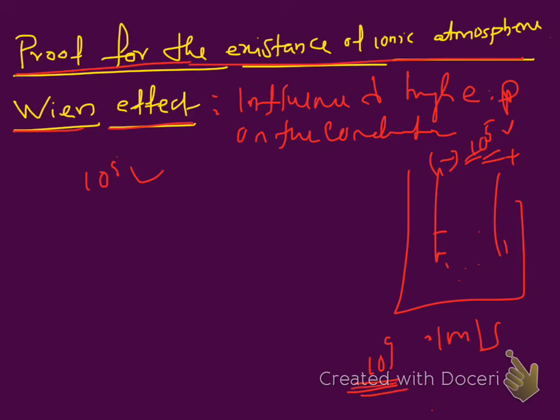And the thickness of the ionic atmosphere we have discussed in the asymmetry effect is 0.1 nanometer. Speed is 0.1 meter per second. It is 10 raised to 9 times greater.